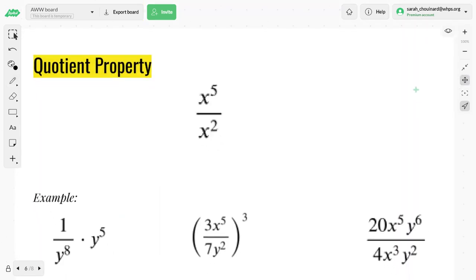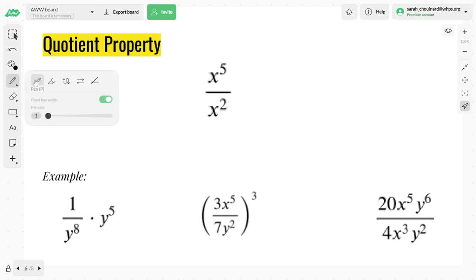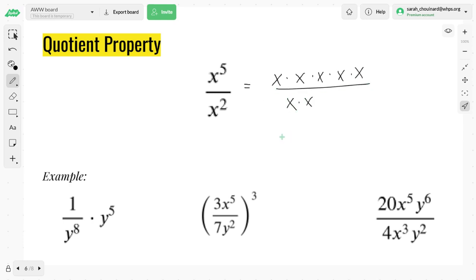All right, for the quotient property, if I were to expand this out, I would get x to the 5th, which we've seen as x times itself 5 times, divided by x times itself twice. And we know that a number divided by itself makes 1, so we can just cross that out. x divided by x makes 1, so that's gone. So I'm left with 3 x's being multiplied together, which is x to the third power.